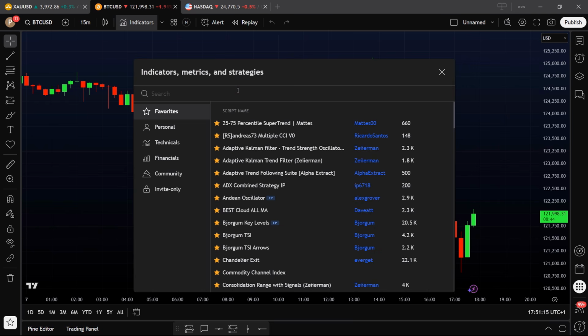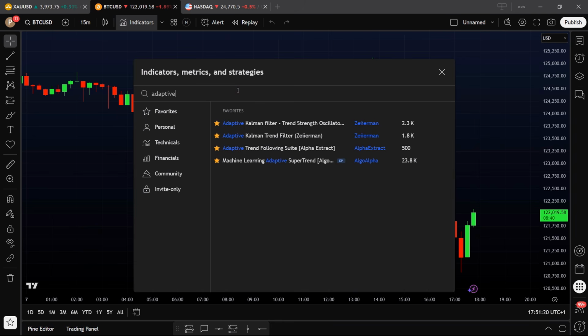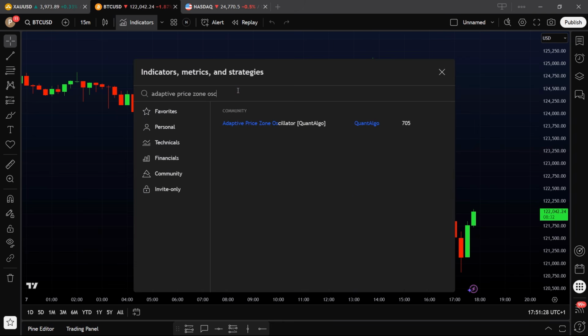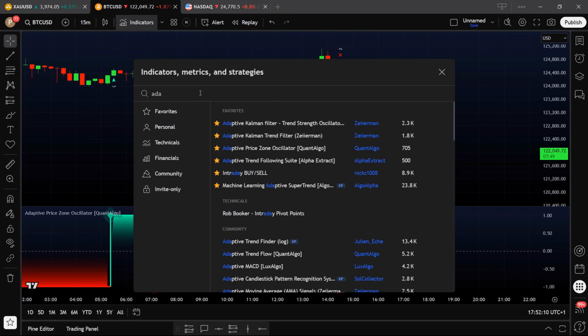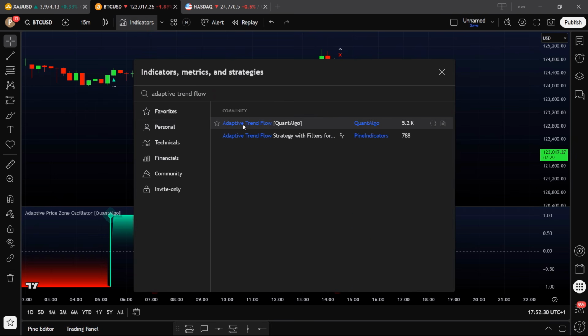Go to the Indicators tab. Search for Adaptive Price Zone Oscillator. Click the one by Quant-Algo. Next, search for Adaptive Trend Flow. Again, choose the one by Quant-Algo.